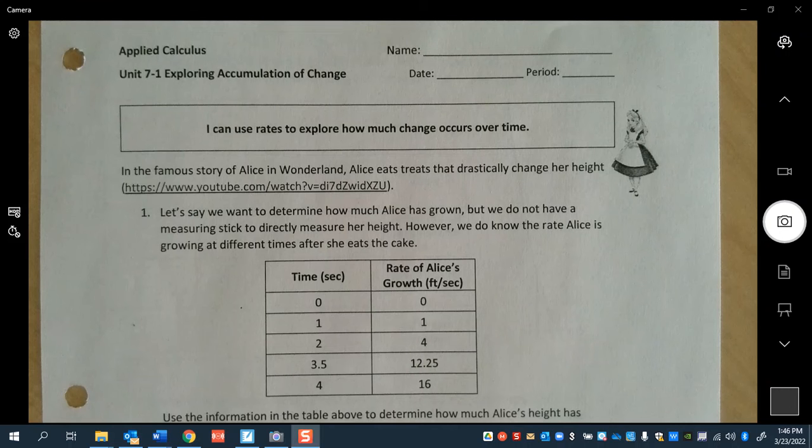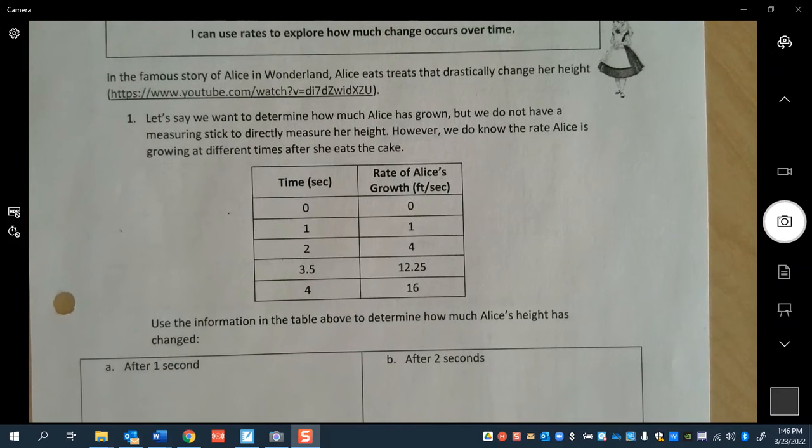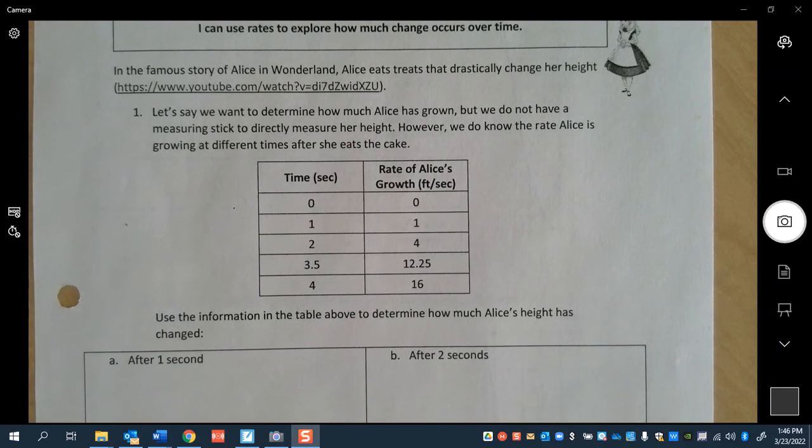So today we're going to talk about using rates to explore how much change occurs over time. In the famous story, Alice in Wonderland, she eats treats that drastically change her height. So this website will be on the PDF of your notes. If you want to go back and look at it again, we can. But let's say we want to determine how much Alice has grown, but we don't have a measuring stick to directly measure her height. However, we do know the rate.